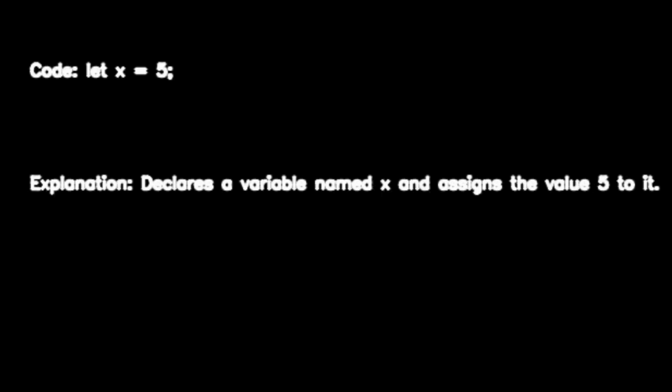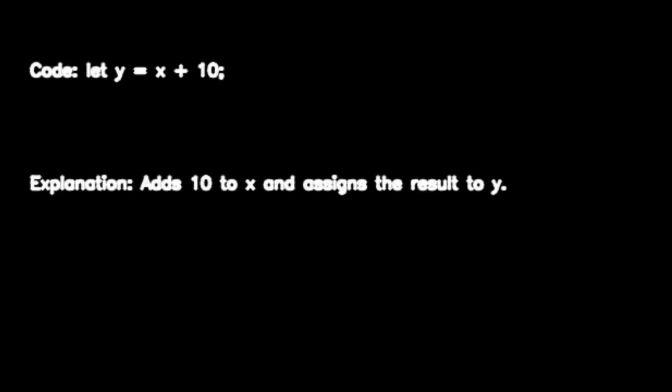Code. let x = 5. Explanation. Declares a variable named x and assigns the value 5 to it. Code. let y = x + 10. Explanation. Adds 10 to x and assigns the result to y.